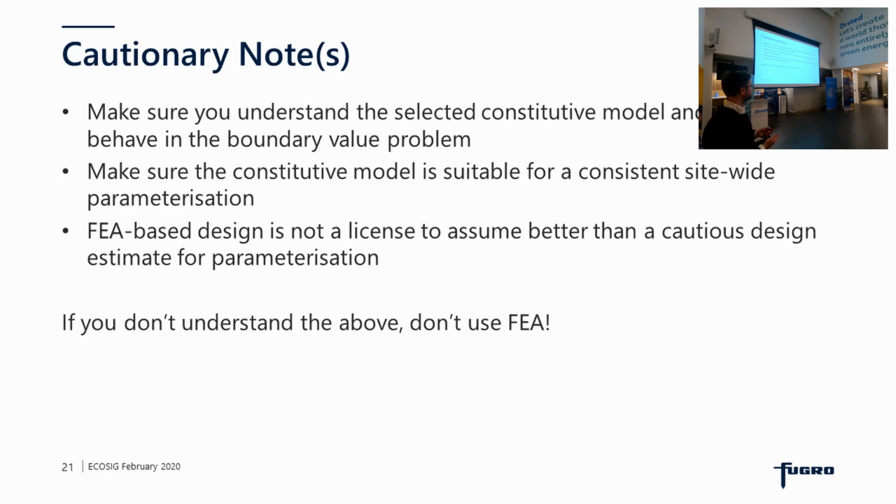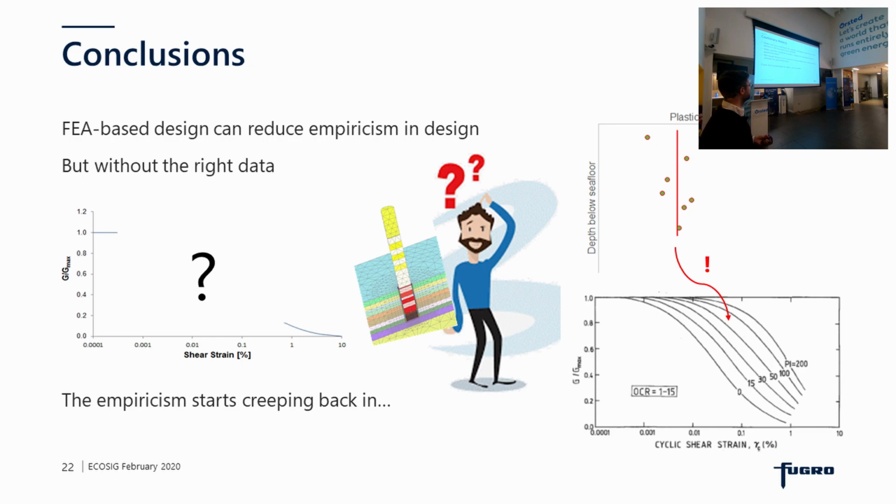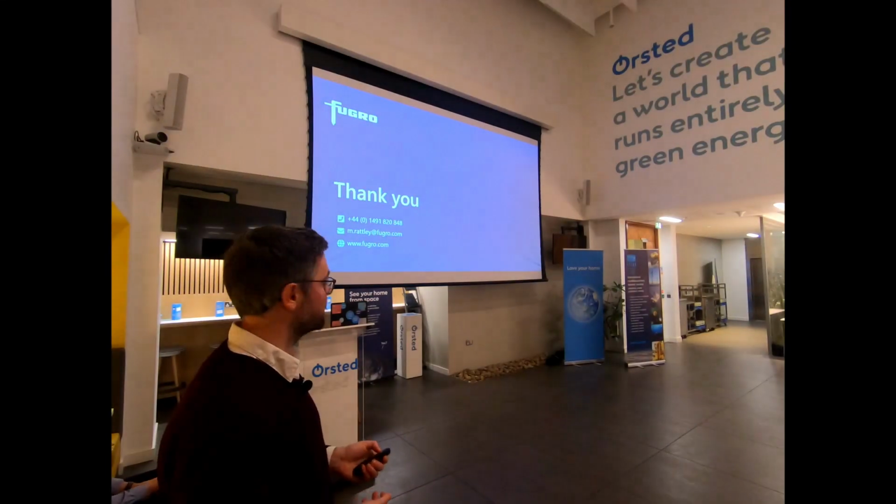Essentially, it all boils down to a final message: if you're not understanding these limitations to use of FEA, or to understanding the constitutive model implementation, then really you should question whether you should be using FEA for that particular design condition. Ultimately, we're trying to reduce empiricism in design, but if we don't generate the right data sets from our site investigation, and if we don't understand how we're going to be modelling that data down the line, then empiricism will start creeping back into that design process. That's what I've got.